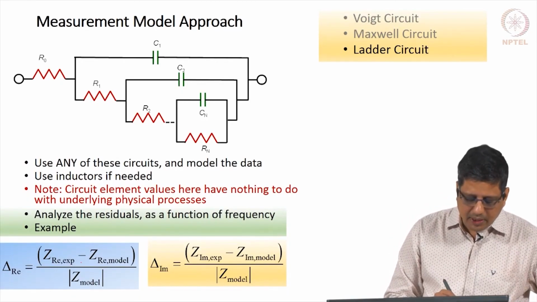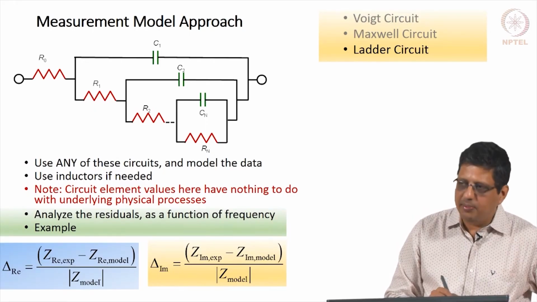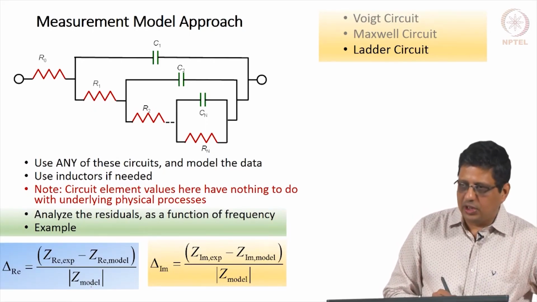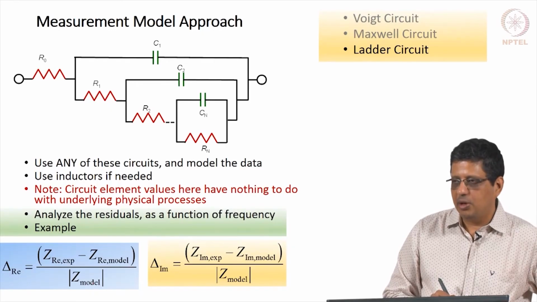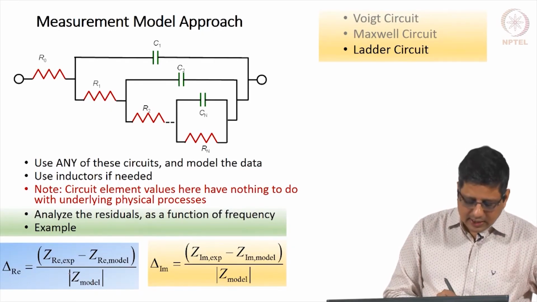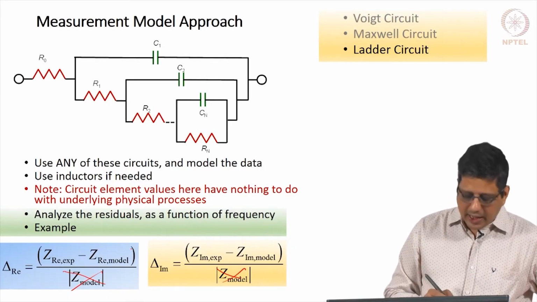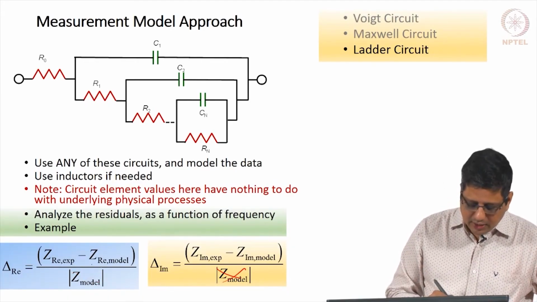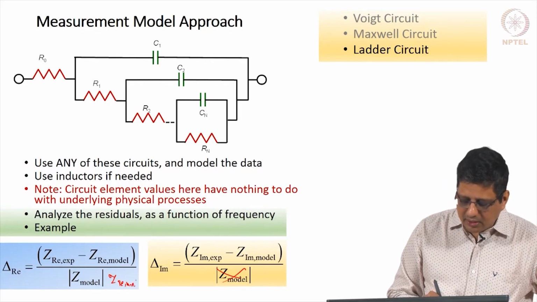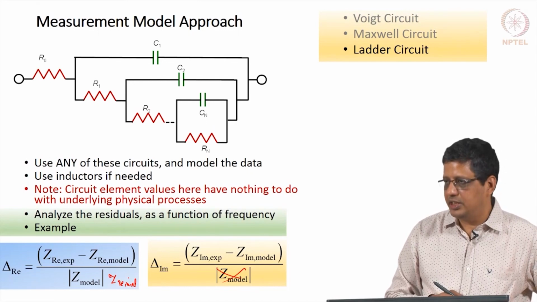So, I will take the real part, experimental minus model, divide by the absolute value of the complex number given in the model, that is one way. I can use this and say I will not normalize it, I will just use the residual as it is. I can say this, instead of the absolute value here, I will use z real experimental or z real model as a normalization factor.